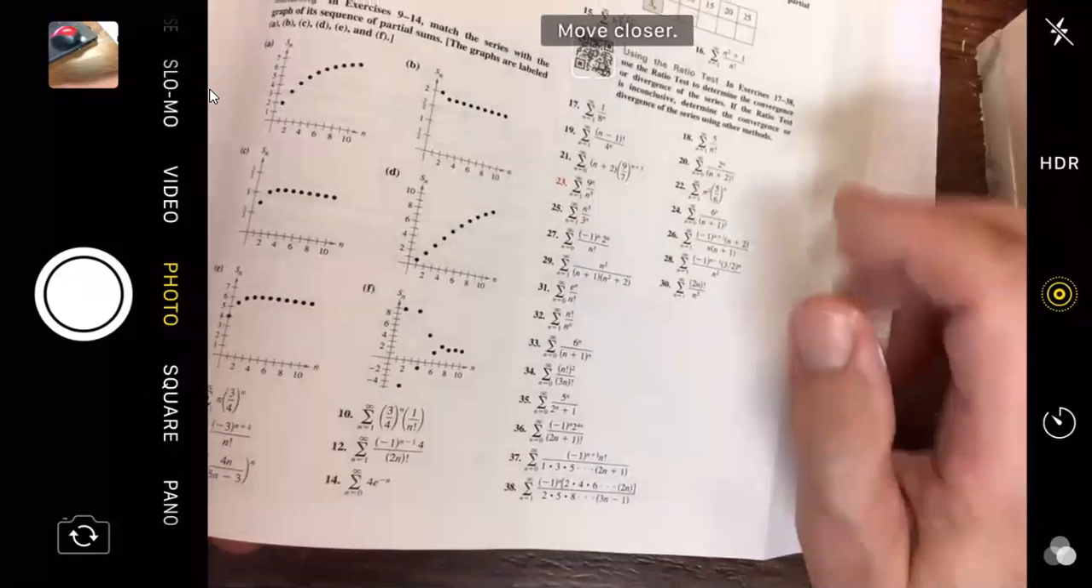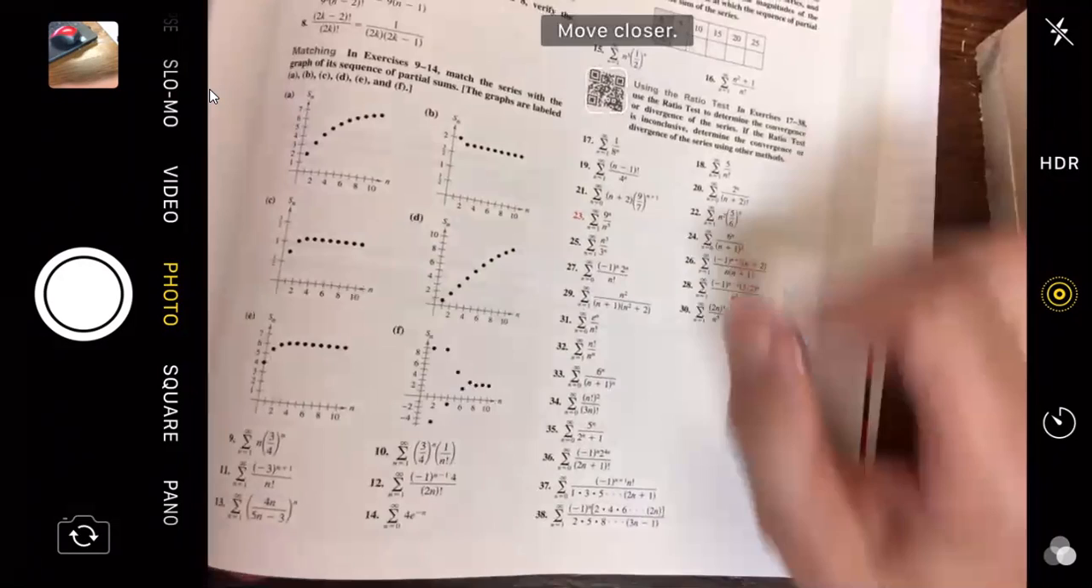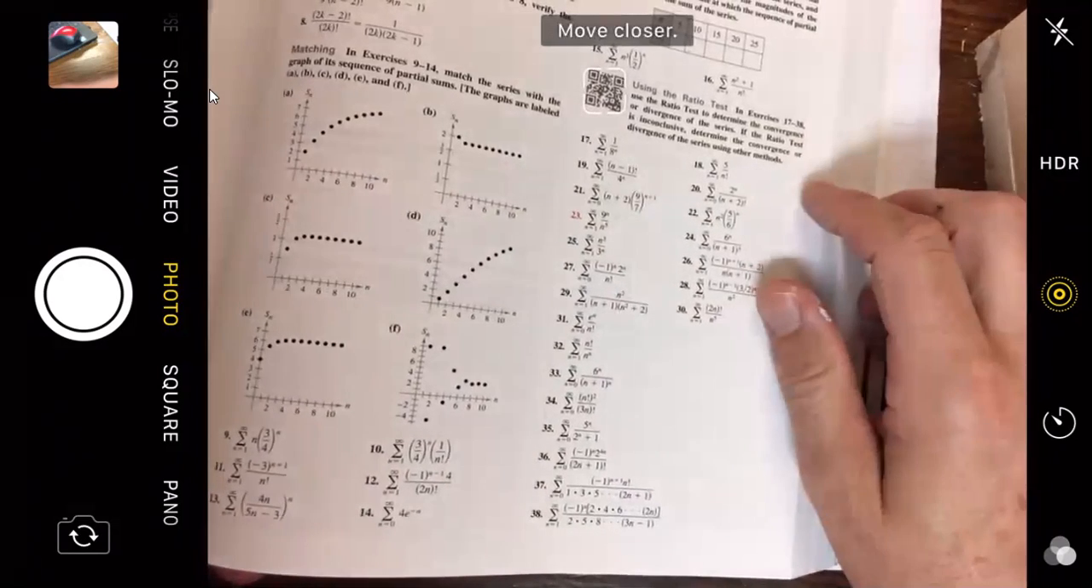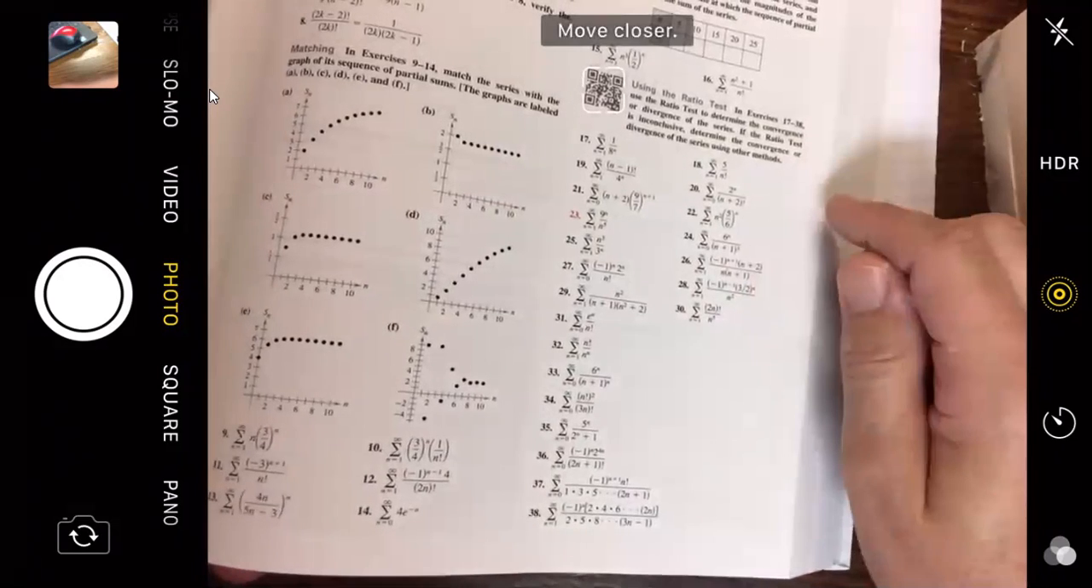Right. Is this obvious to everyone, or is it only obvious to me? No, that makes sense. Okay.